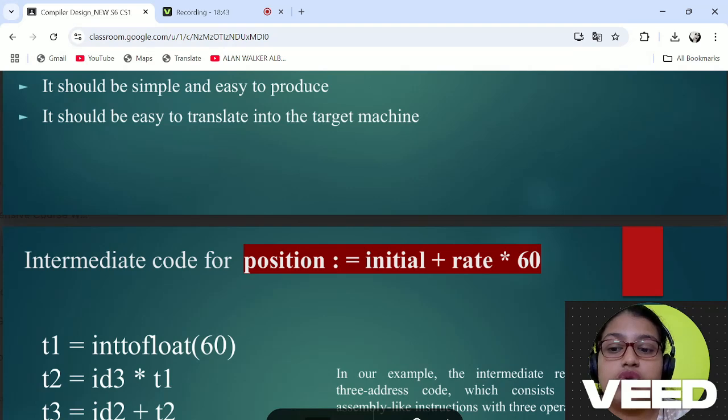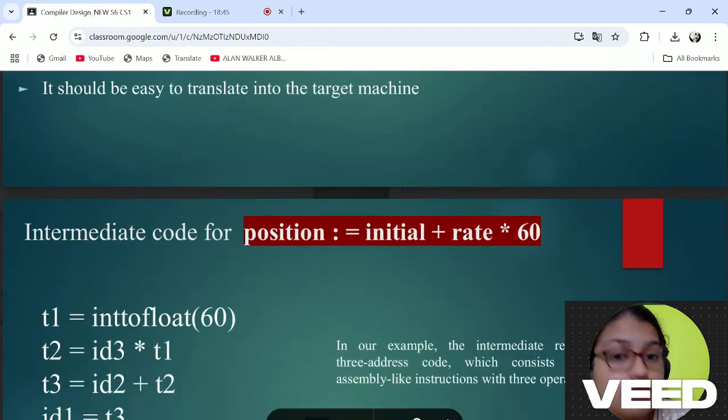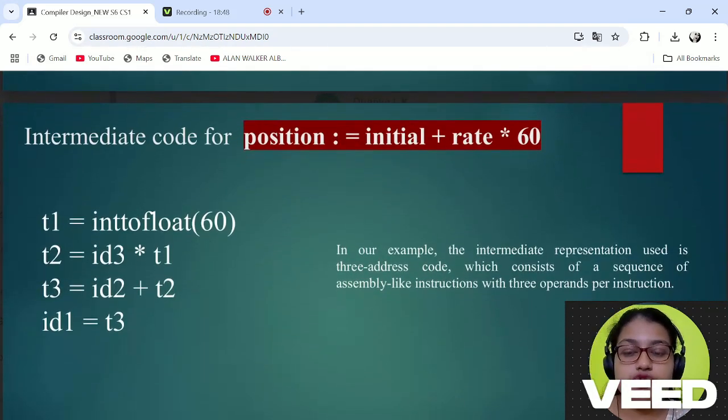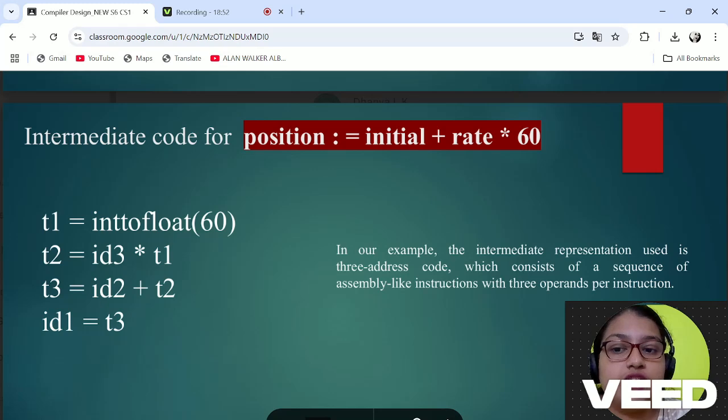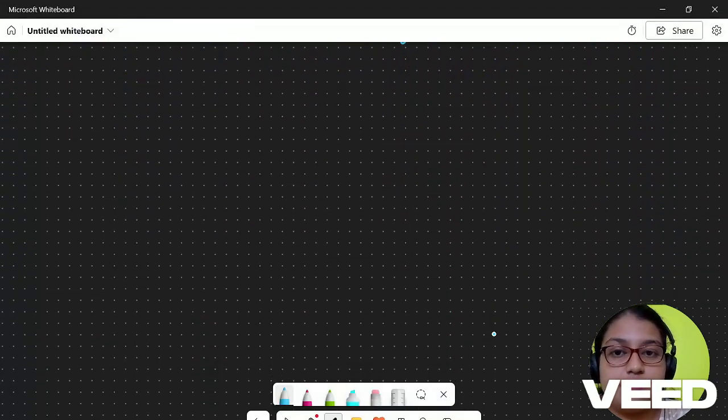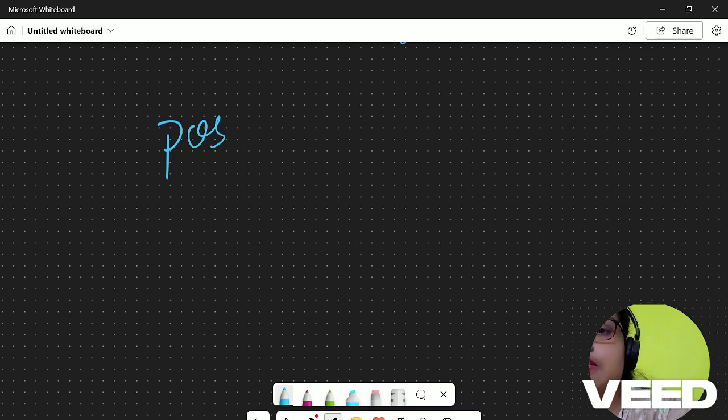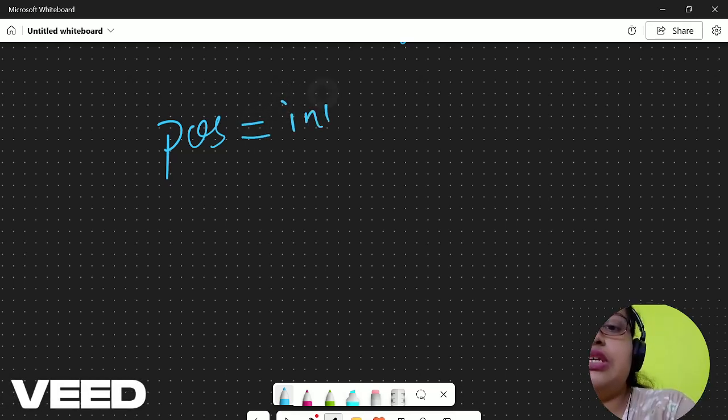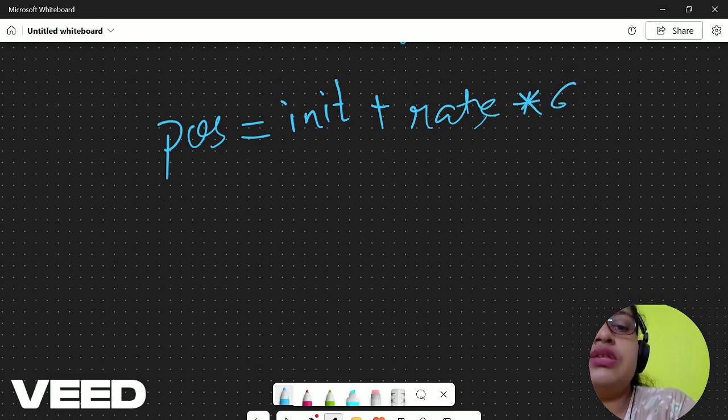That is about the intermediate code generator. So again, we have position equal to initial plus rate into 60. This was our first problem, right? I'm writing it short for now: position equal to initial plus rate into 60.